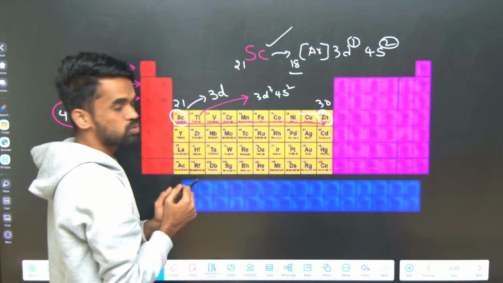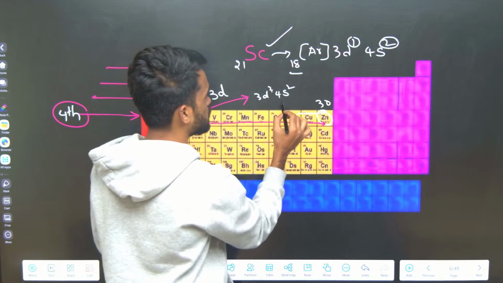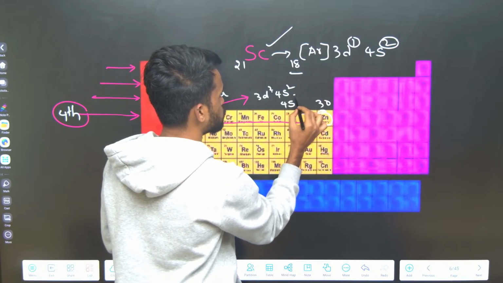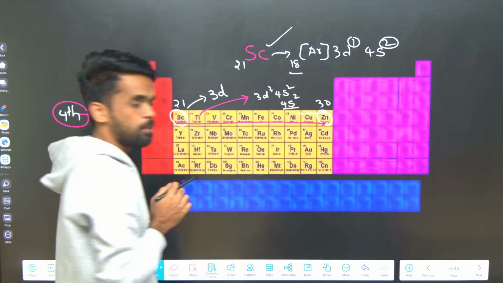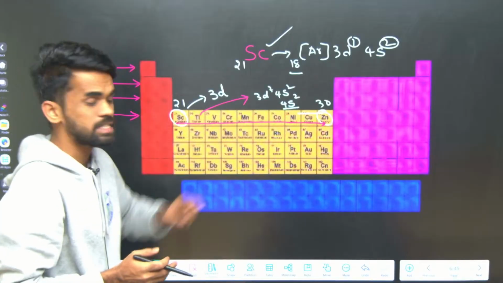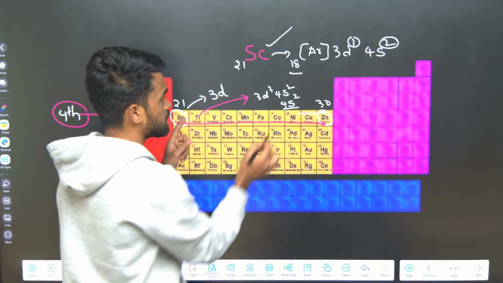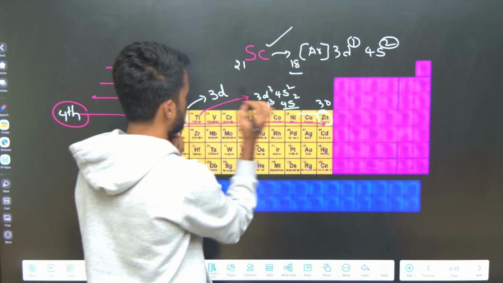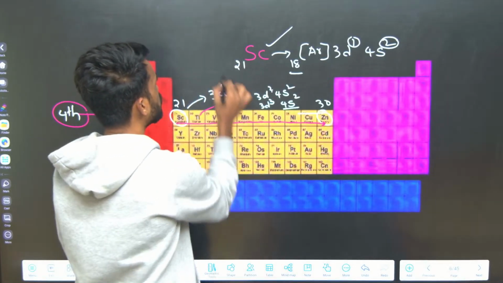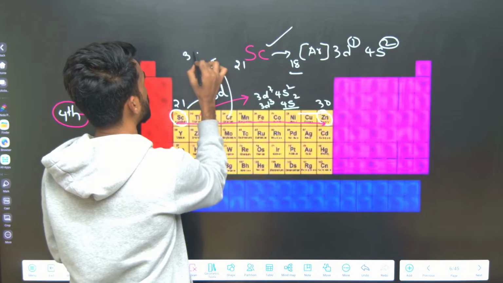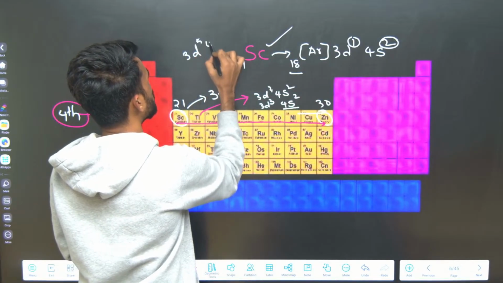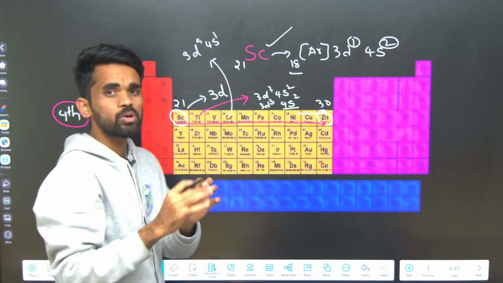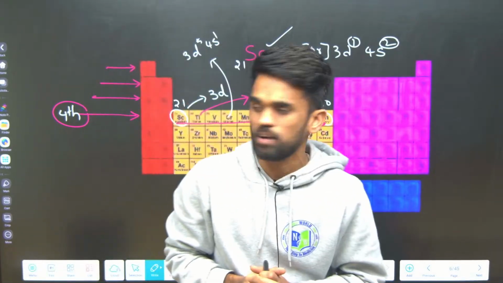Vanadium is 23. The s orbital can hold a maximum of 2 electrons only, so for vanadium it is 4s2, 3d3. For chromium, the electronic configuration is 3d5, 4s1. I hope you know a little bit about this electronic configuration.